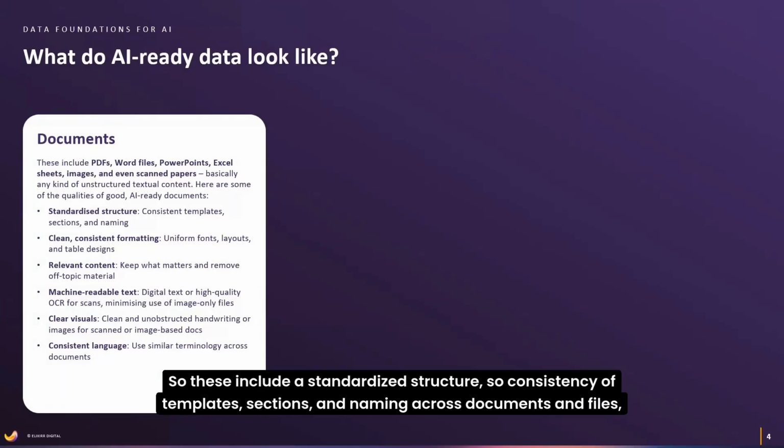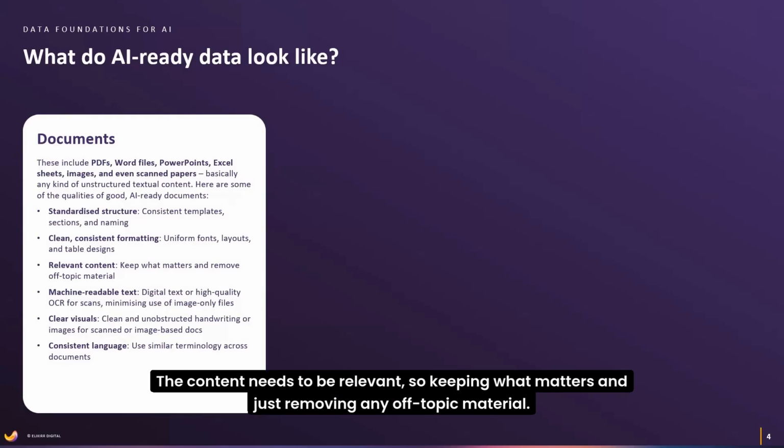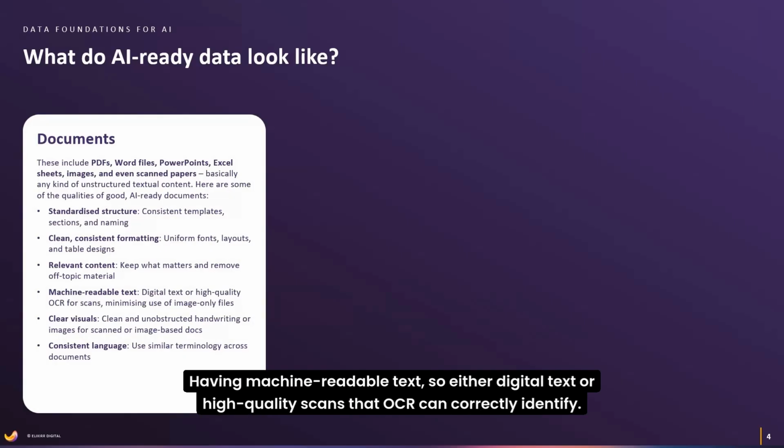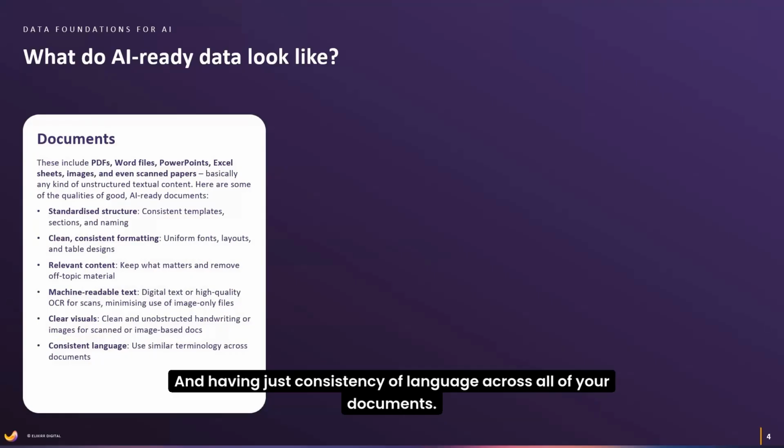So these include a standardized structure, so consistency of templates, sections, and naming across documents and files, as well as clean, consistent formatting: uniform fonts, layouts, and table designs across all of your documents and file types. The content needs to be relevant, so keeping what matters and removing any off-topic material. Having machine-readable text, so either digital text or high-quality scans that OCR can correctly identify, and then clear visuals, so clean or unobstructed handwriting or images for scanned or image-based documents, and having consistency of language across all of your documents.